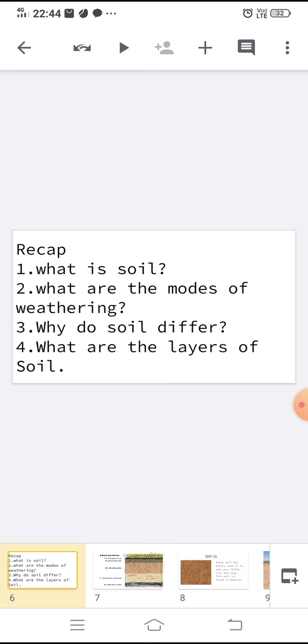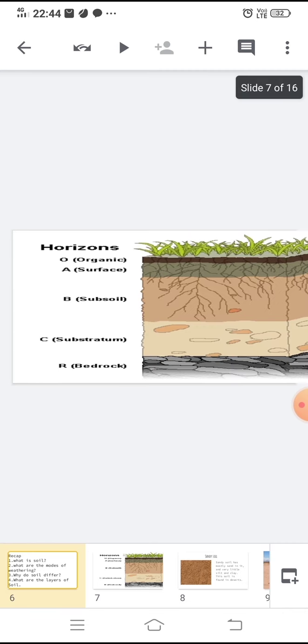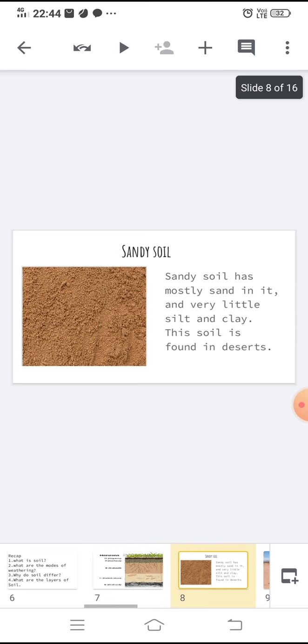First one, O horizon or the top layer of soil. Second one, A horizon or top soil. Third one, B horizon or subsoil. Fourth one, C horizon or parent material. Last one, R horizon or bedrock. Now we are going to learn about the types of soil.